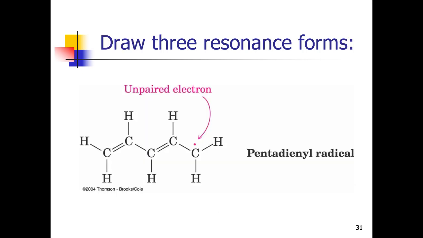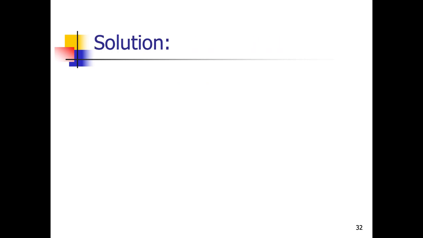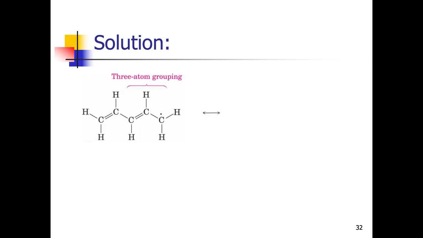Draw three resonance forms of the pentadienyl radical. From three-atom grouping, we draw the resonance. From the next three-atom grouping, we also draw the resonance.